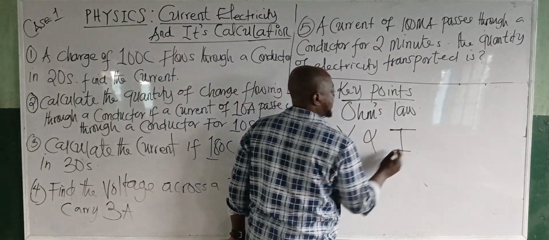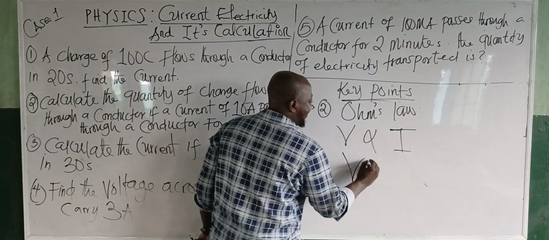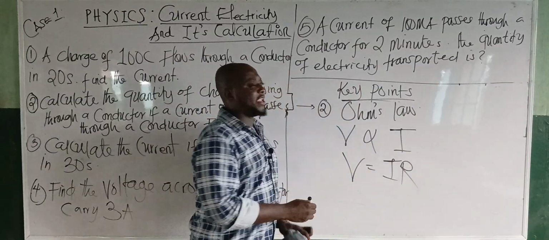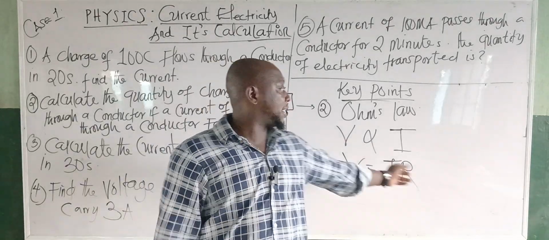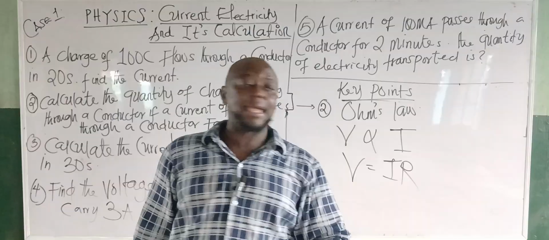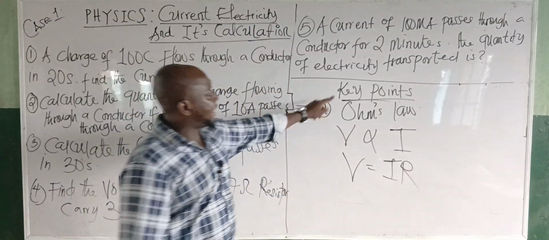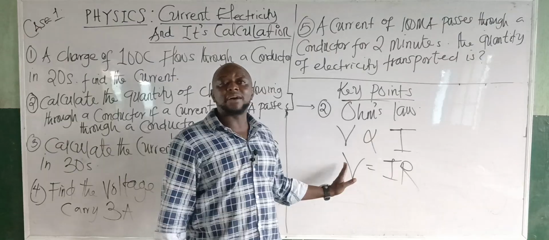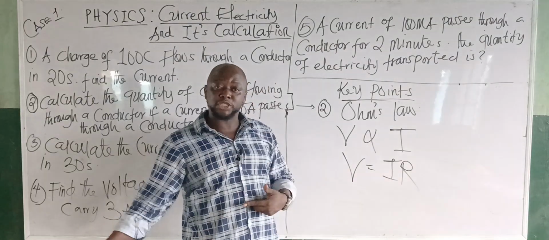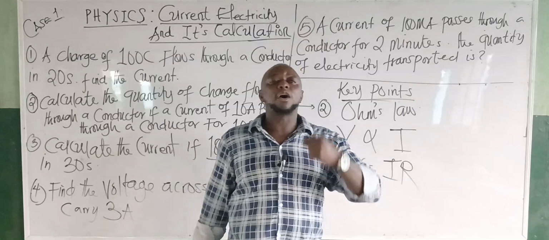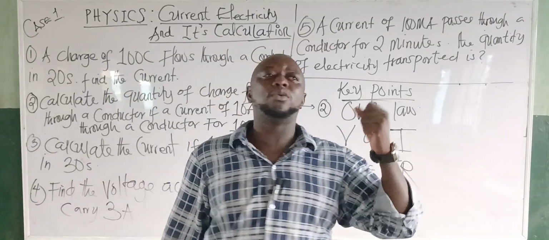And when you are removing this, V becomes IR. Let's take this one. V becomes IR here. So this is my Ohm's law that shows the relationship between potential difference, which is V, your voltage, and current, with also a resistor.